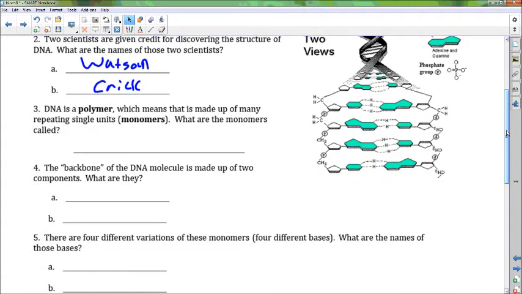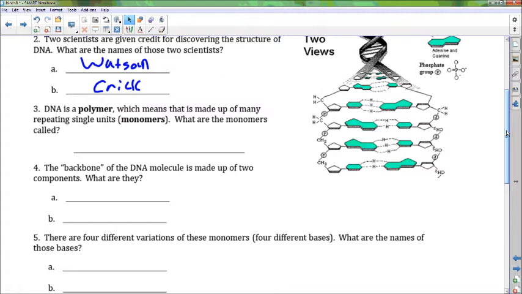Anybody remember the name of the other person involved there? Wilkins. Maurice Wilkins. All right, number 3 says DNA is a polymer, which means it's made up of many repeating single units, which can be called monomers. What are the monomers called here? This is a type of organic molecule.